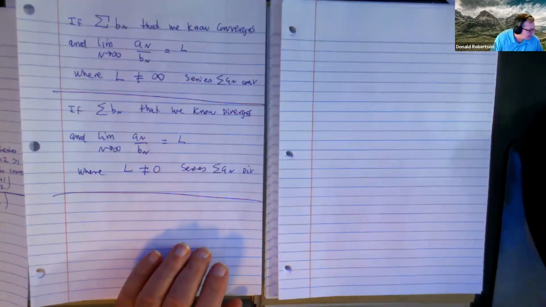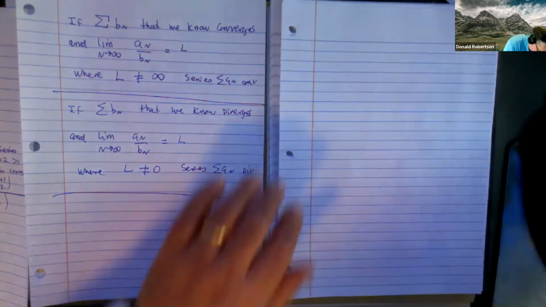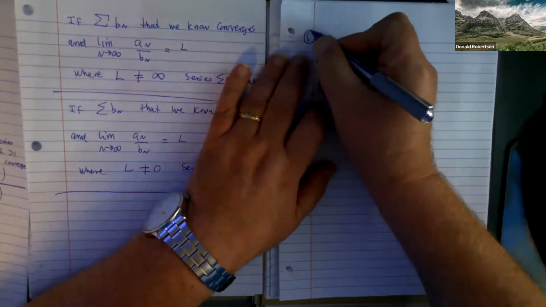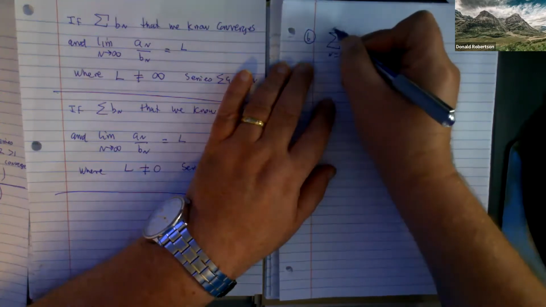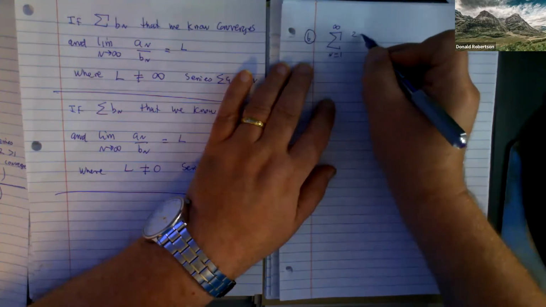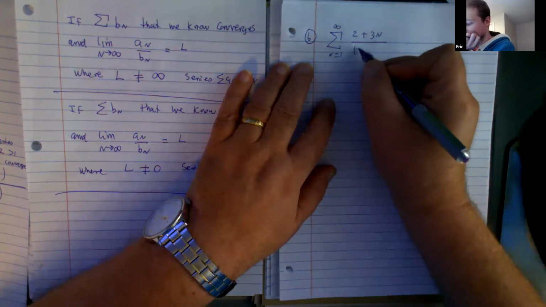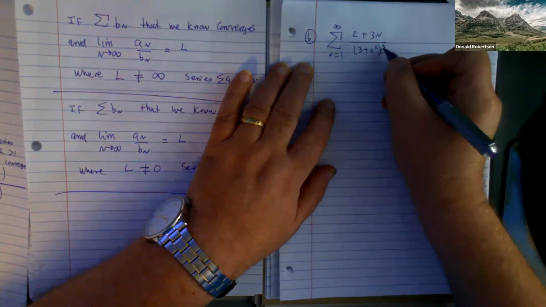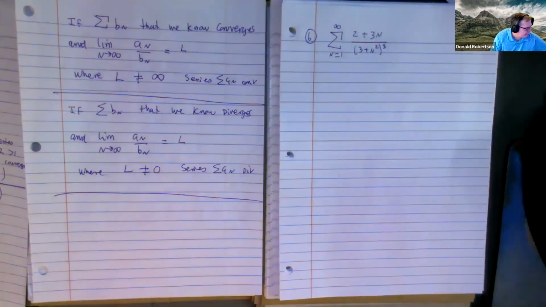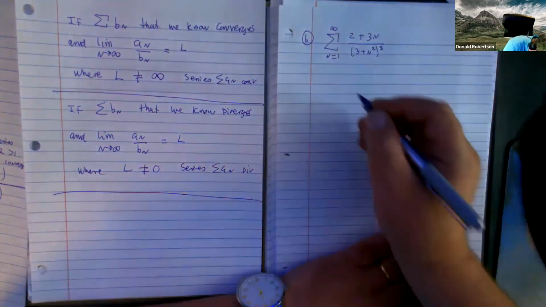Let's try an uglier one. Let's do 6 or 7. What shall I do? I'll do 6. Sigma n equals 1 to infinity of 2 plus 3n over 3 plus n squared, cubed. Whoa, that's going to be a good one.